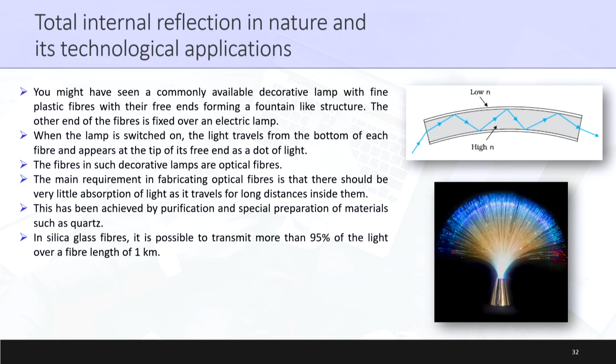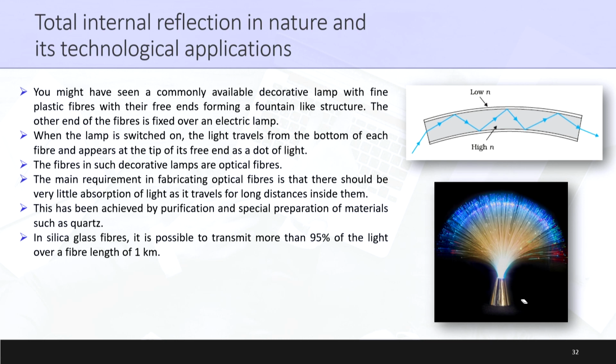Okay. Next, you might have seen a commonly available decorative lamp with fine plastic fibers with their free ends forming a fountain-like structure. The other ends of the fibers are fixed over an electric lamp. So, basically they are talking about this example here. As you can see, it is a decorative lamp with fine plastic fibers with their free ends forming a fountain-like structure. The other end of the fiber is fixed over the electric lamp.